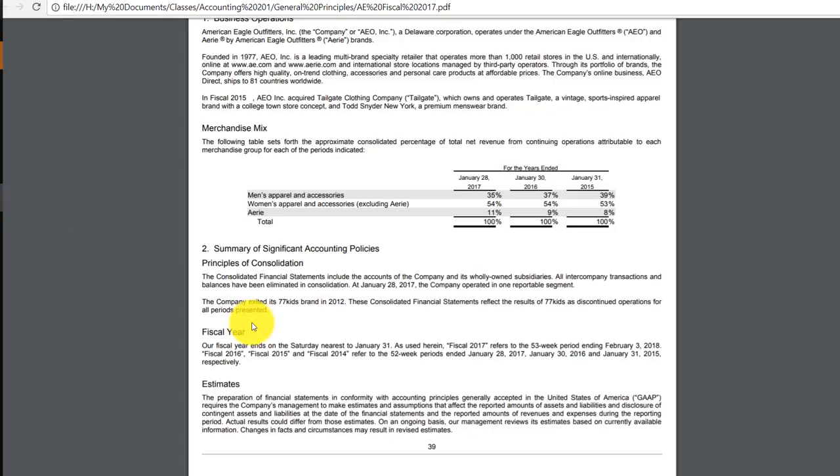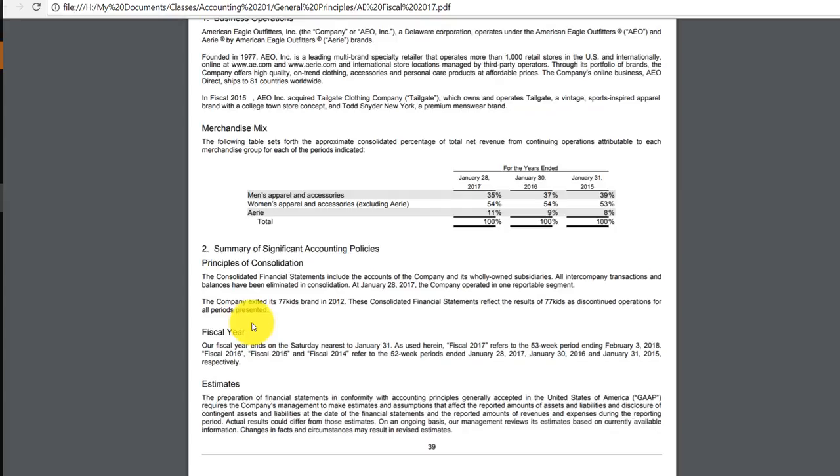Class, this video is to practice looking at the financial statements, or at least the annual report for a company, and seeing how the general principles of accounting apply. I'm just picking out some examples. To do that, we're going to use American Eagle's report published early in 2017, which mostly covers 2016.